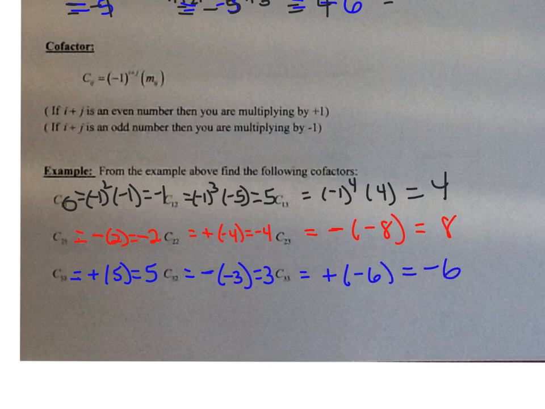So obviously there's a pattern. You see it comes out to be a positive, negative, positive, negative, positive, negative, positive, negative, positive. Okay, so there's always that pattern starting off with positive first in the top left corner. Positive, negative, positive, negative, positive, negative, positive, negative, positive. Okay, so let's flip it over and talk about determinants.